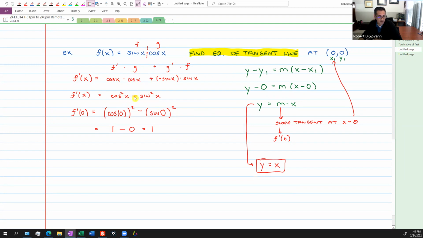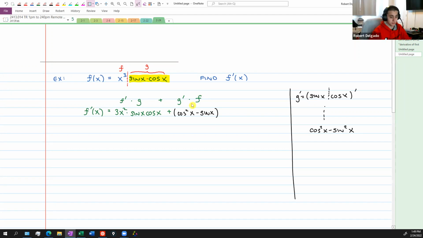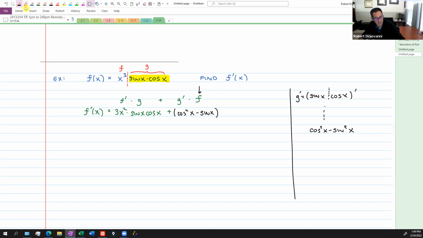And we got cosine squared x minus sine squared x for the derivative. So here, we already know that this is going to turn out to be cosine squared x minus sine squared x. That is what the derivative of g is. So that's going to get plugged in right here. Cosine squared x minus sine squared x. But what do I still have to attach to the outside of that? X cubed. See, I have to finish off the product rule. I still need the f. So I'm going to put my x cubed there.